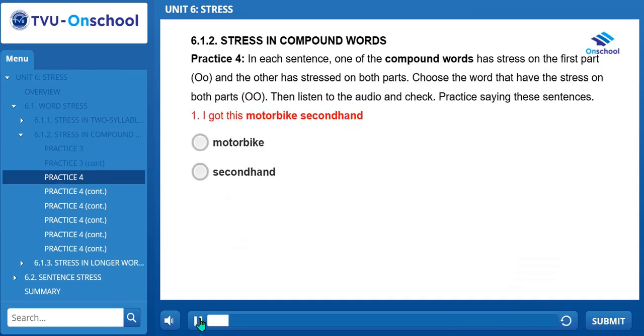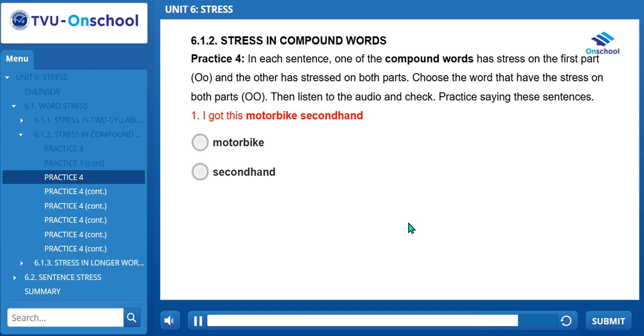The next practice. In each sentence, one of the compound words has stress on the first part, and the other has stress on both parts. Choose the words that have stress on both parts. Then listen to the audio and check. Practice saying these sentences.